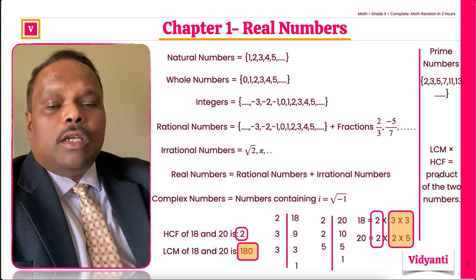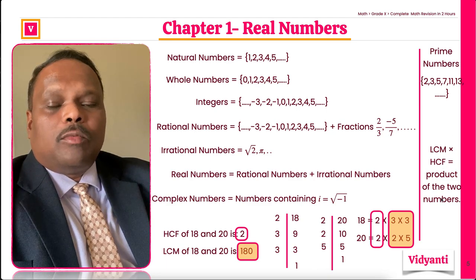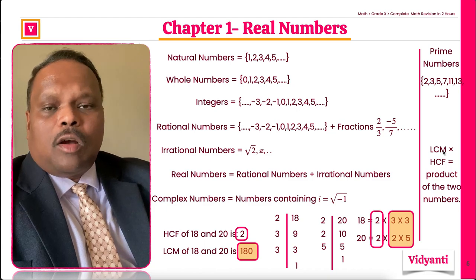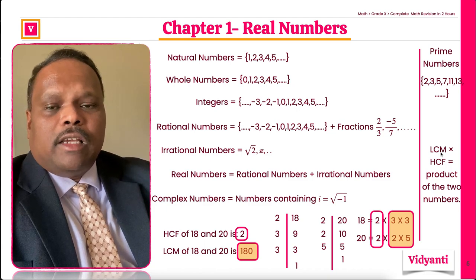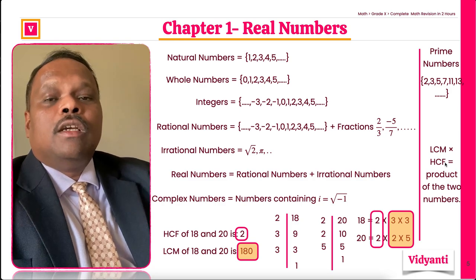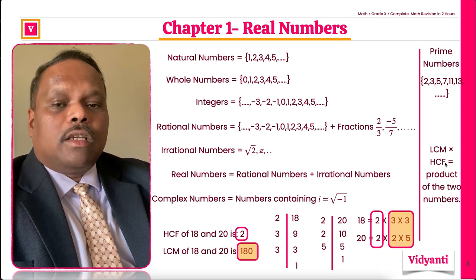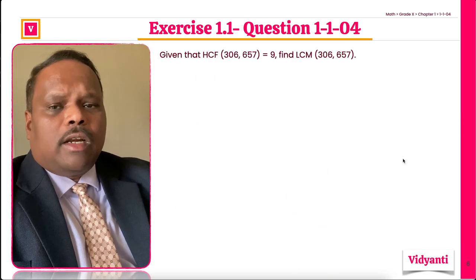There is a theorem in the textbook which says that LCM times HCF will be the product of the two numbers. So that means the least common multiple times the HCF, highest common factor, is exactly identical to the multiplication of the given two numbers for which HCF and LCM are calculated. We are going to see a quick problem based on that. This is directly taken from the textbook.